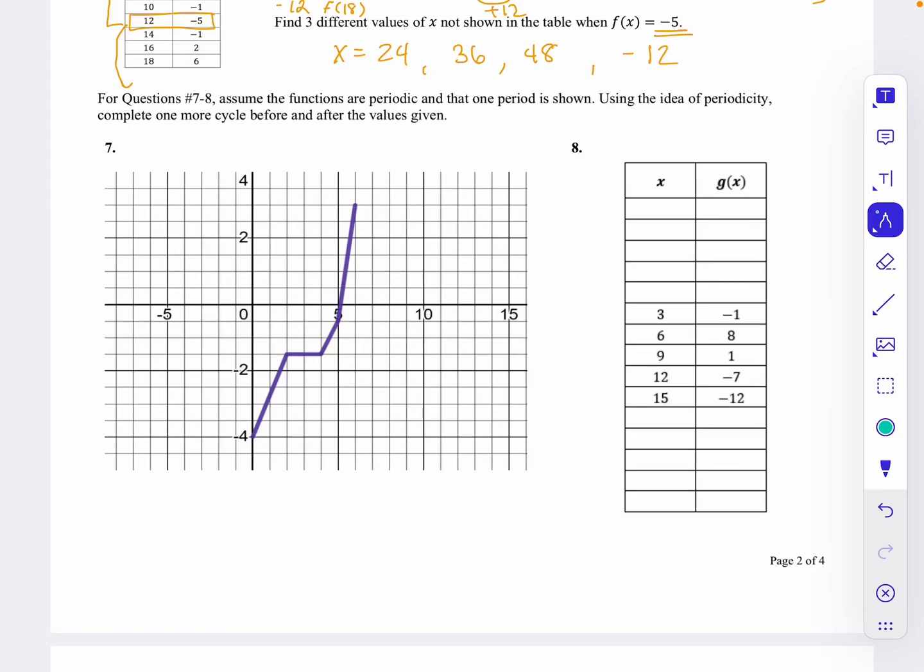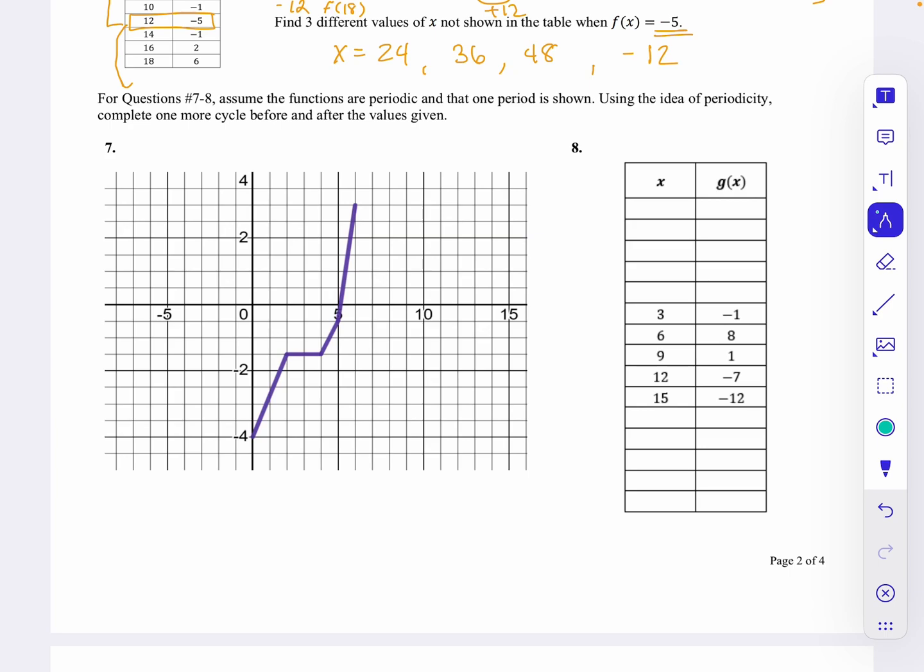In the next 4 problems, we're going to be sketching some periodic functions. Using what we know about the repetitions, we can create the future periods of a function. On question 7, we're given one period, and we're asked to create a cycle before and after the period we're shown.